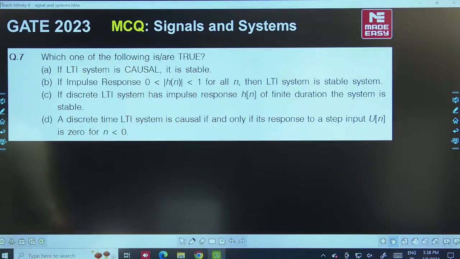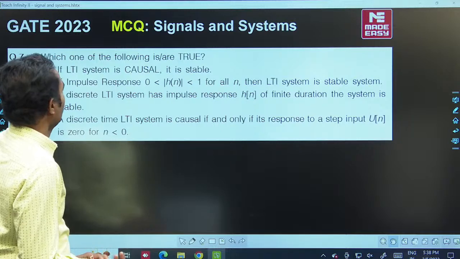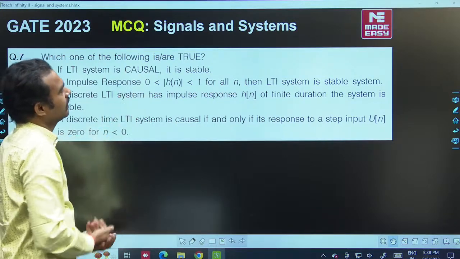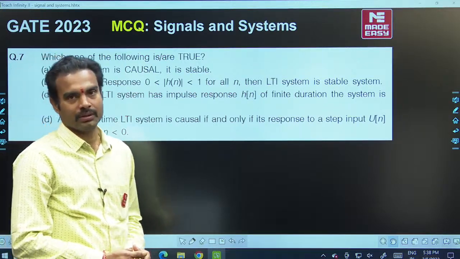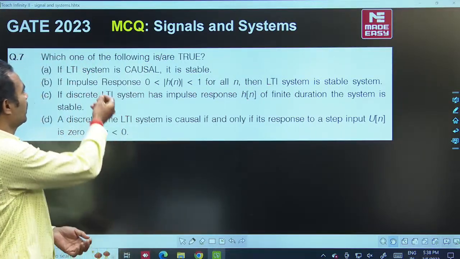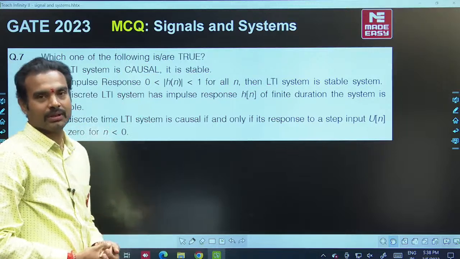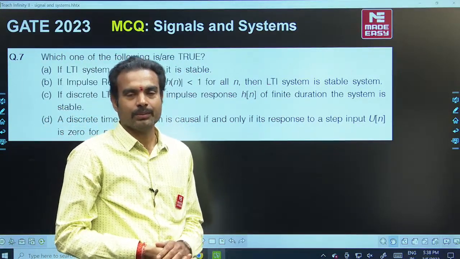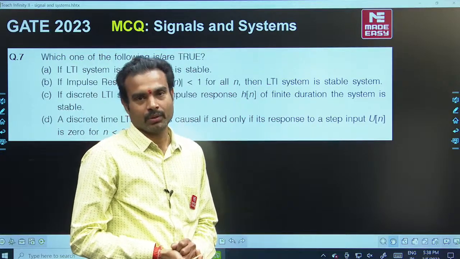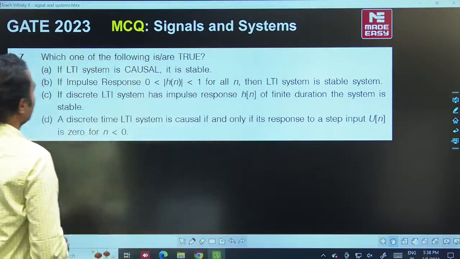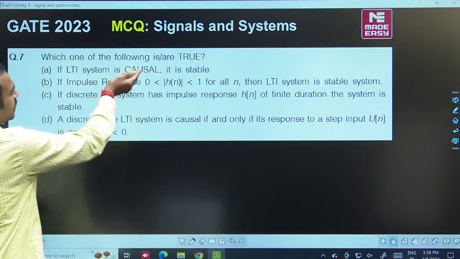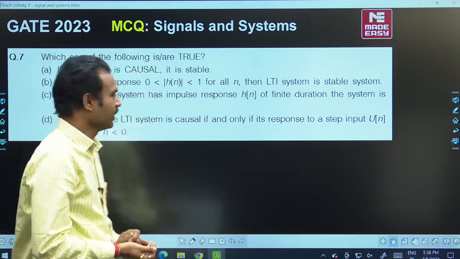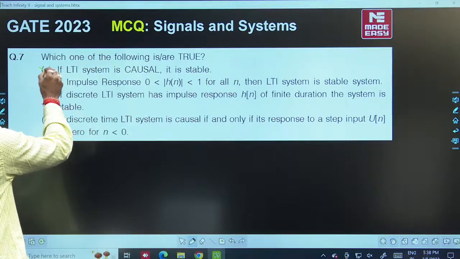So, question number 7. Which one of the following is true? So, if LTI system is causal, it is stable. So, you cannot tell directly such all LTI systems are causal, cannot be stable. There are some causal LTI systems that can be unstable also. So, that's the reason we cannot tell directly that a causal system must be stable. So, that means the first option is not true.